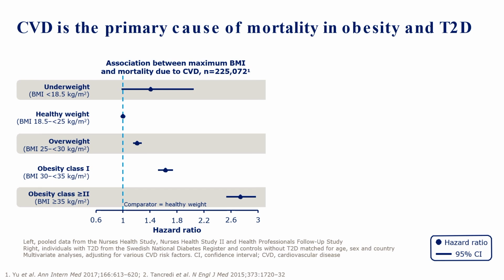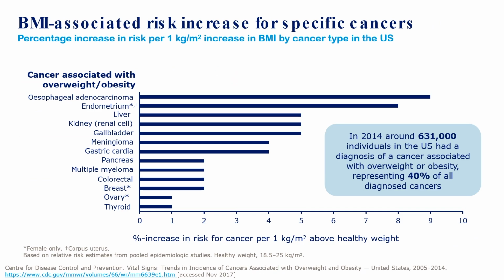And what you can see is that if you are healthy weight, body mass index 18.5 to less than 25, then you are on that line of 1. But as soon as you become overweight, then you can see there's an increase in cardiovascular death, a marked increase in obesity class 1, and even further so in obesity class 2.